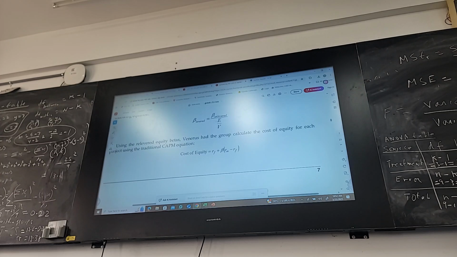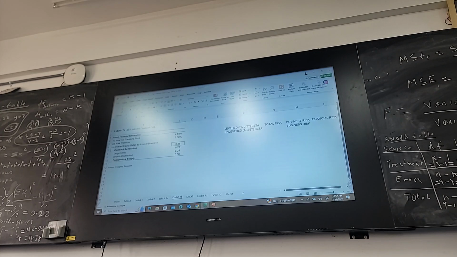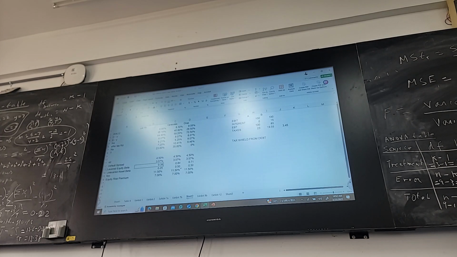So I have a calculation that allows me to move from one to the other. So when I apply that, that's what I get. So now I'm ready to do my WACC. Okay, so my cost of equity is my risk-free rate plus my beta times my RM minus RF. 7.2.